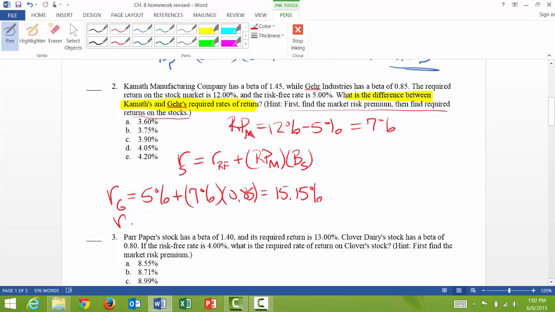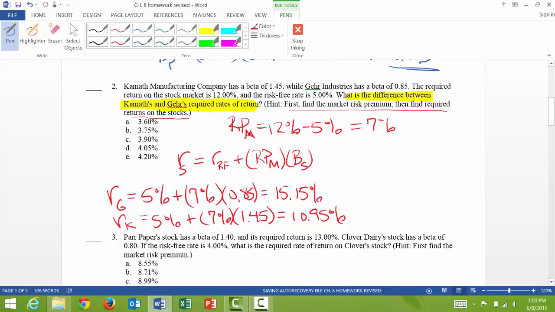And the required return for Kenneth is going to equal 5%, same equation, plus that 7% market risk premium, times its beta, which was 1.45. And its required return is 10.95%.